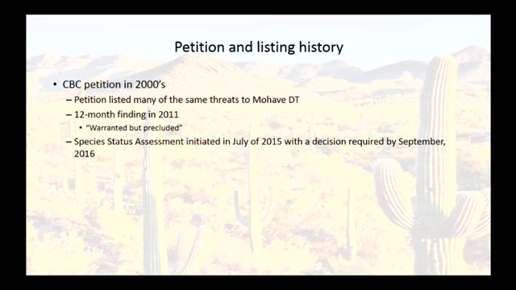So the Service was then sued again because the tortoise sat in this purgatory state for a couple of years, and then in a settlement, the Service agreed to do one of these new species status assessment approaches. And they were required to finish that decision process and decide whether or not to list it by September of 2016.